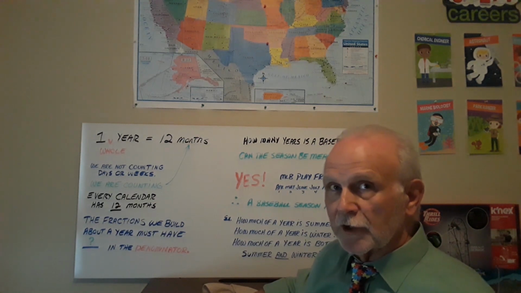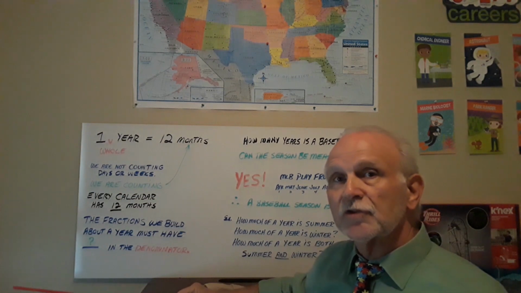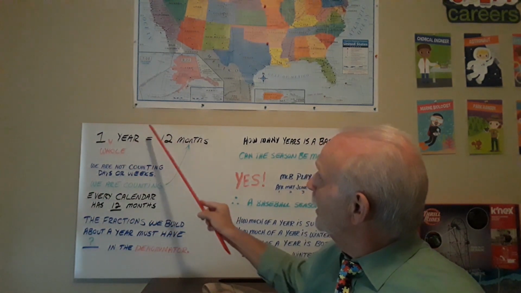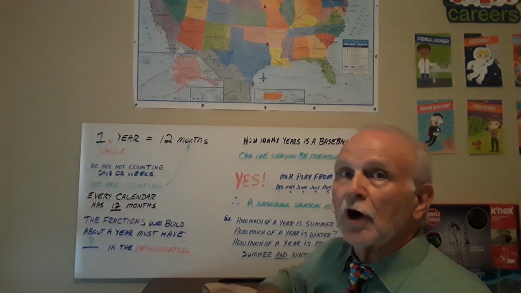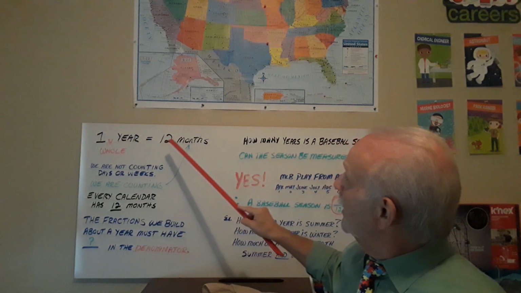January, February, March, April, May, all of those. Okay, we are not counting days or weeks. We don't care if there's 52 weeks, and that's not what we're doing for the year. Our two numbers are going to be based on a year and the months.